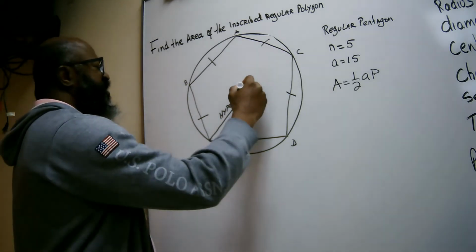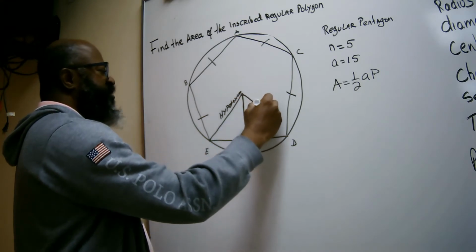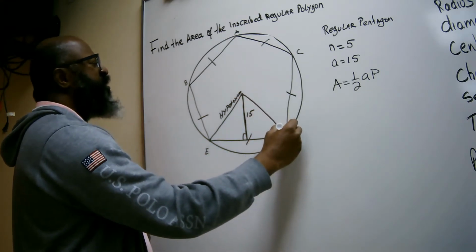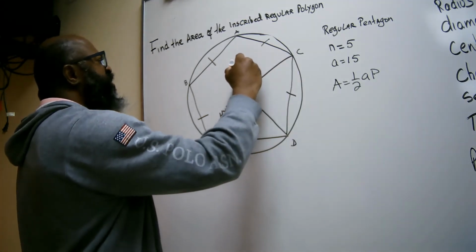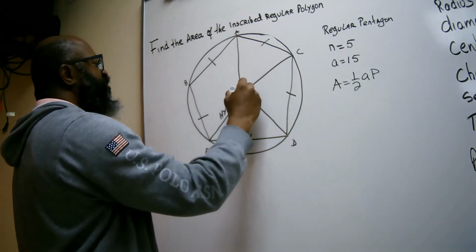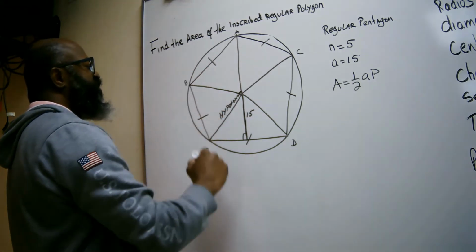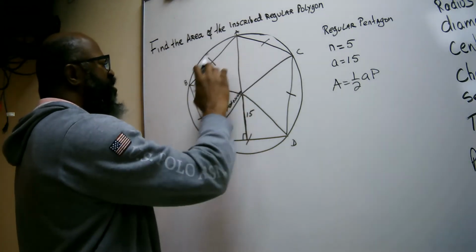Now, this is going to give you your triangle. That's one triangle. That's 2 triangle. That's 3 triangle, 4 triangle, 5 triangle. Those 5 triangles are congruent.